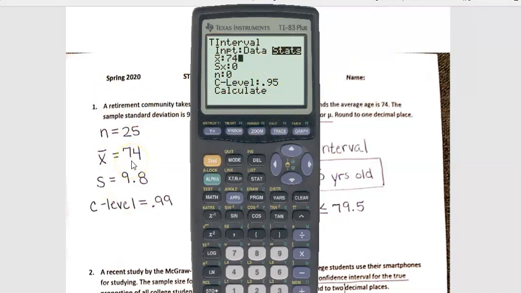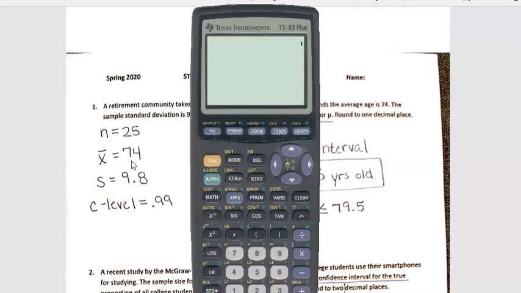So we'll have 74 for the mean, 9.8 for the standard deviation, and 25 for our sample size. Remember, for the C level, that's your confidence level, you always want to put it in as a decimal. If I was to put it in as just 99, it would give me an error. Okay, so make sure you are putting it in as a decimal.